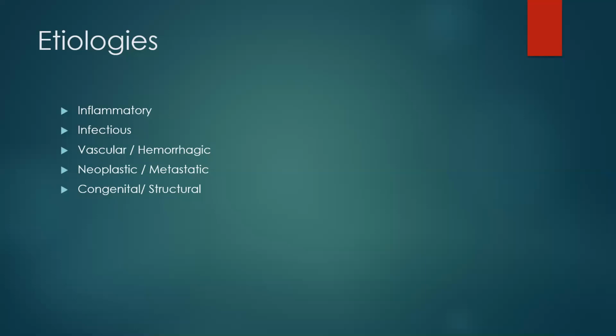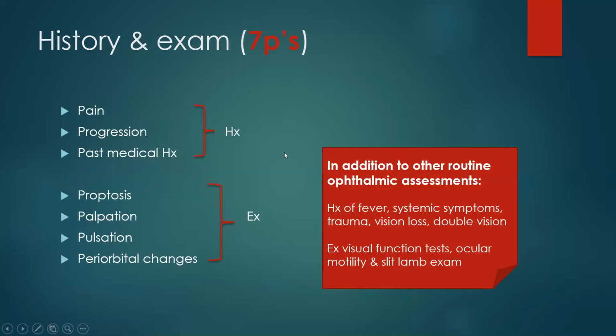Okay, so in etiologies, we classify the etiologies into broad categories so we don't miss the diseases in our mind. So we classify it into inflammatory, infectious, vascular and hemorrhagic, neoplastic and metastatic, and congenital and structural. So in history and exam, we have the 7 P's. The 7 P's, we have to add to our routine ophthalmic assessment.